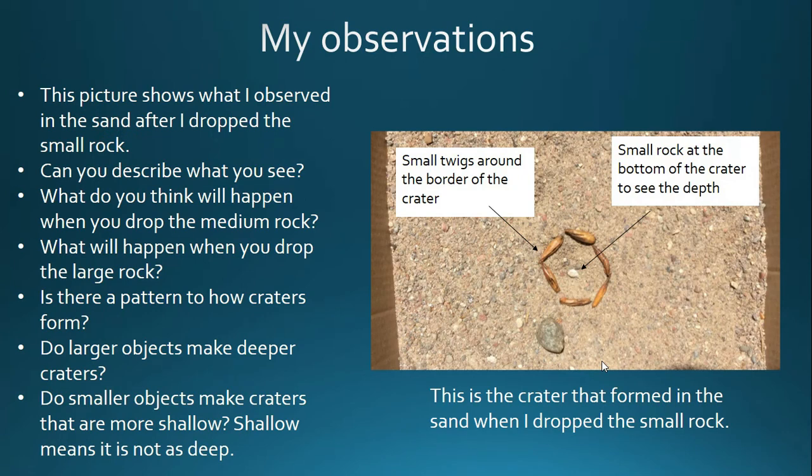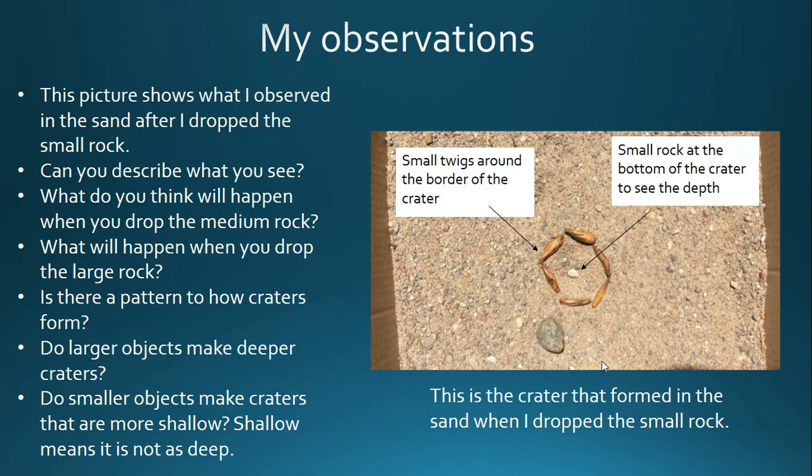So here I show you some of my observations from when I did this investigation at home. The picture shows the crater that formed when I dropped the small rock into the sand. There is a small white rock at the bottom of the crater so that you could see the depth of the crater. And then I placed some small twigs around the border of the crater to make it easier for you to see the crater that formed. Now look at the picture of my crater. Can you describe what you see?